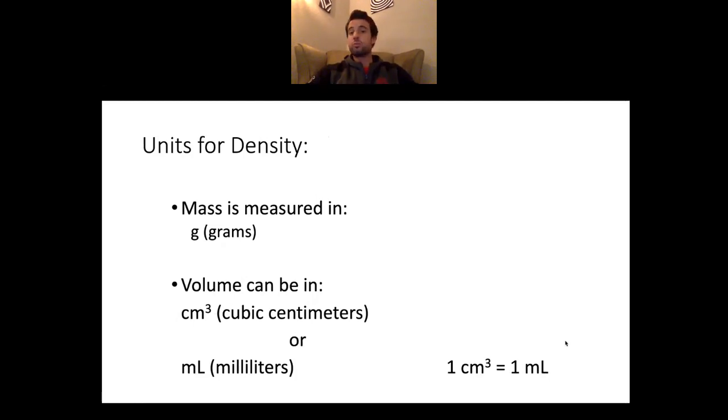So sometimes we'll use milliliters, sometimes we'll use cubic centimeters. Those two numbers add up to the same thing. So yeah. Now, density is mass divided by volume.